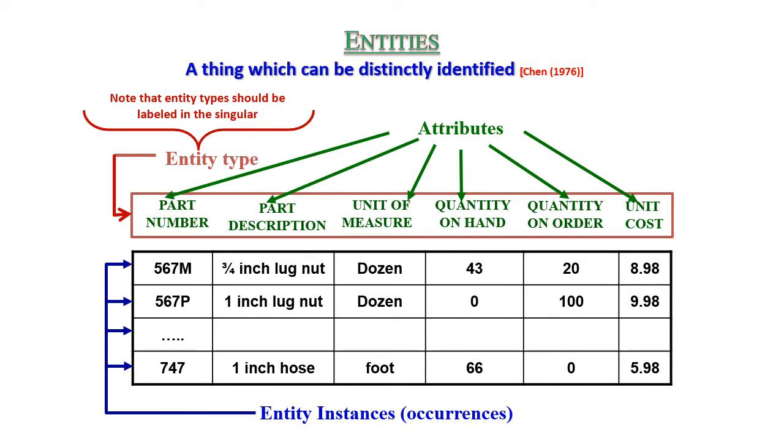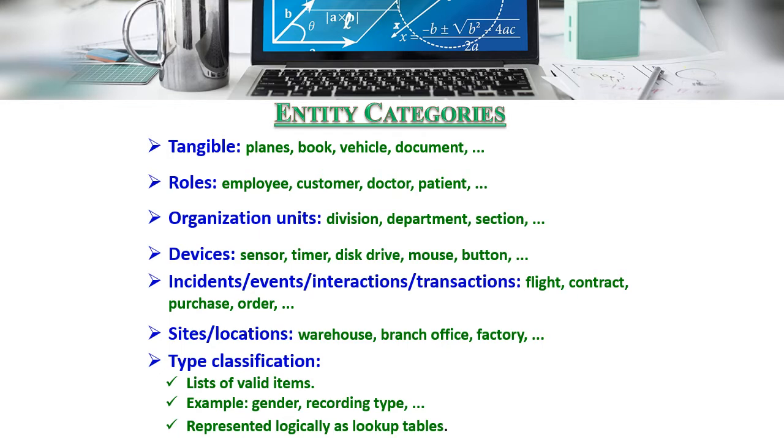For the entity type, note that entity type should be labeled in the singular. The entity categories: tangible, such as plane, book, vehicle, document; role, such as employee, customer, doctor, patient; organization unit, such as division, department, and section; devices, such as sensor, timer, disk drive, mouse, button; incident, event, interaction, transaction, such as flight, contract, purchase order; site and location, such as warehouse, branch office, and factory; type classification, a list of valid items, for example gender, recording type, represented logically as a lookup table.